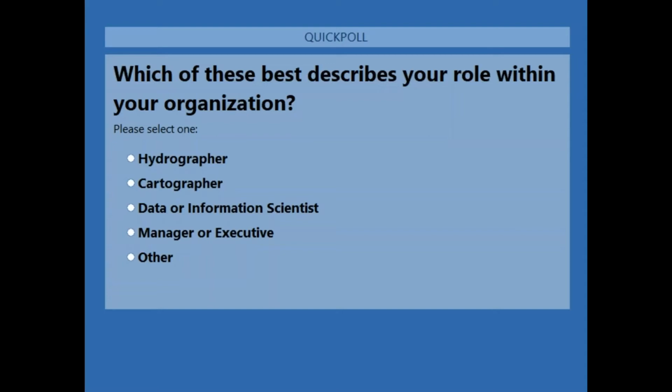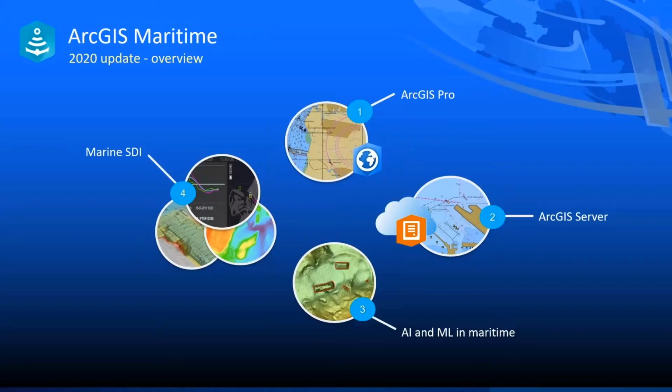So looks like about 25% of you are data or information scientists. Another 25% are responding other, so something I didn't capture in the options here. 30% of you are either a hydrographer or a cartographer, so split right down the middle. And then about 20% of you are managers or executives. So thanks a lot. Wide variety of roles within your organization.